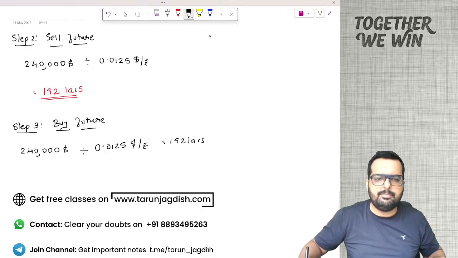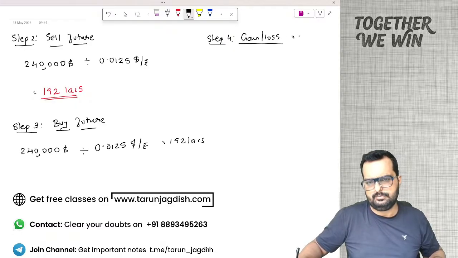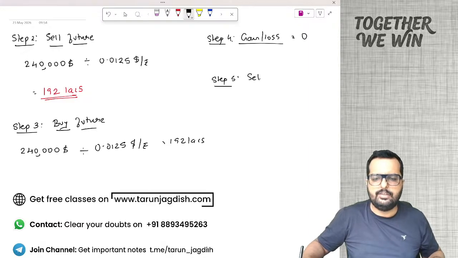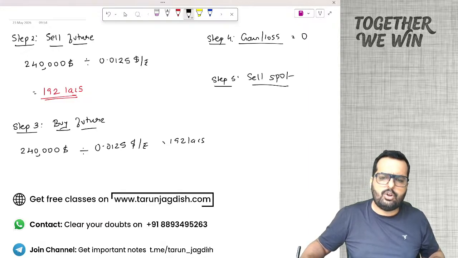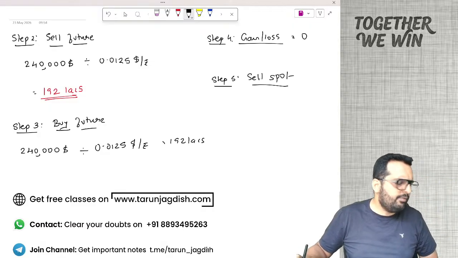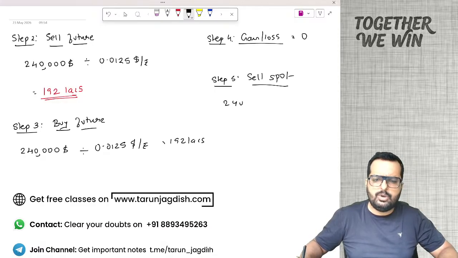Friends, in that case, let me just go to step number 4. My gain or loss will become exactly 0. Okay, so then I'll do step number 5. What will I do? I will sell spot. We'll cross check the answer with your suggested. Okay, let's cross check if there is some other difference that is coming in. We'll just double check that. But let me do this first. So here it will be 2,40,000.